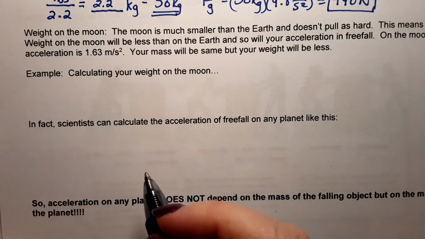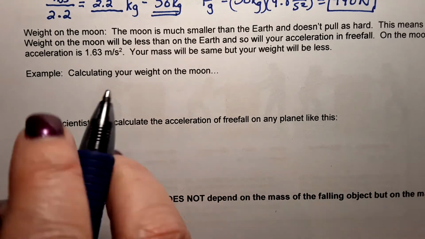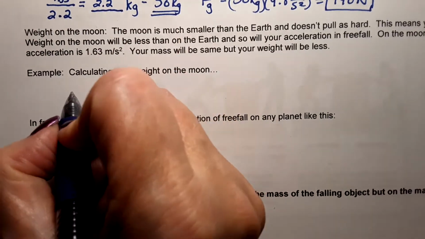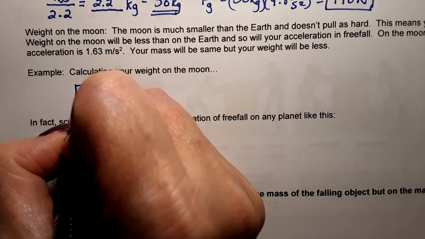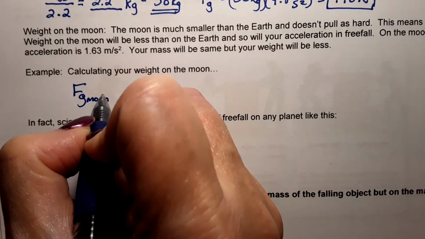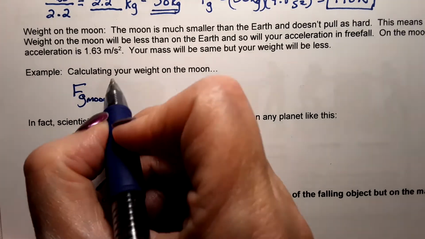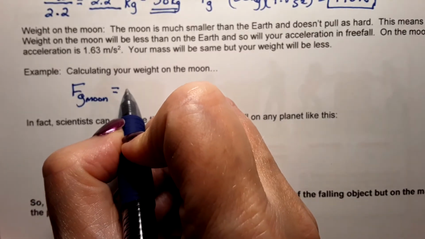So what we're going to do is we're going to do the same thing on the moon that we did on the Earth. Take your mass. We're going to find our gravity on the moon. Okay? That's F sub G, moon. All right? And we're going to take our mass.